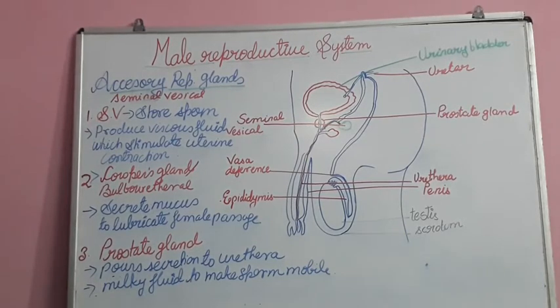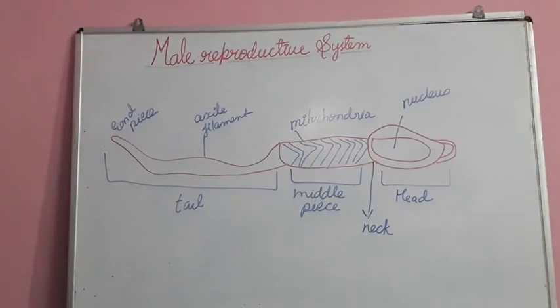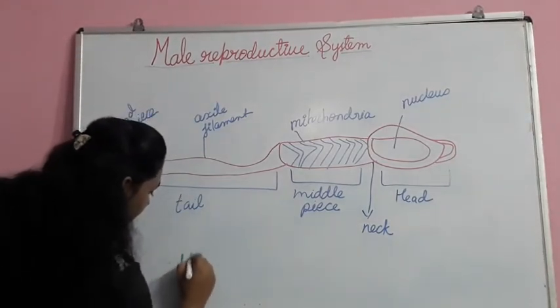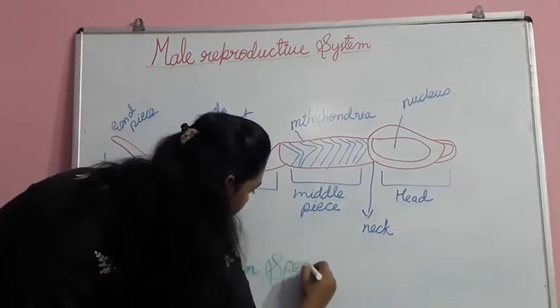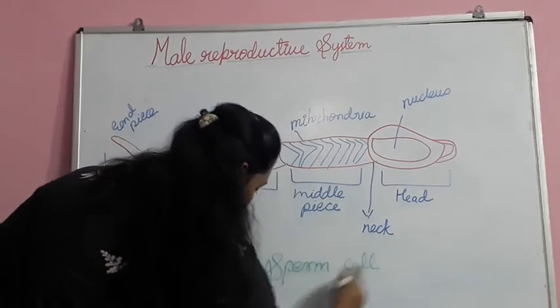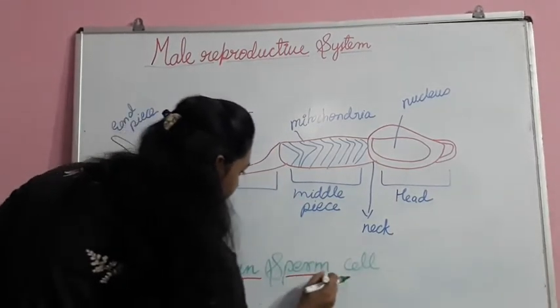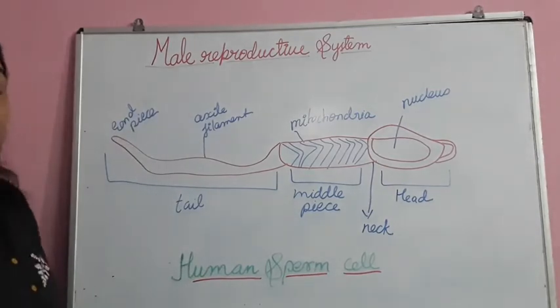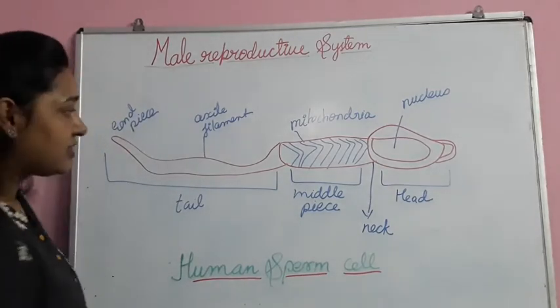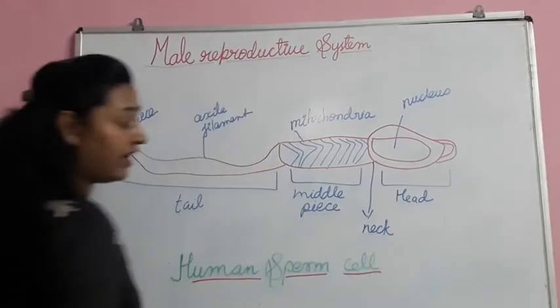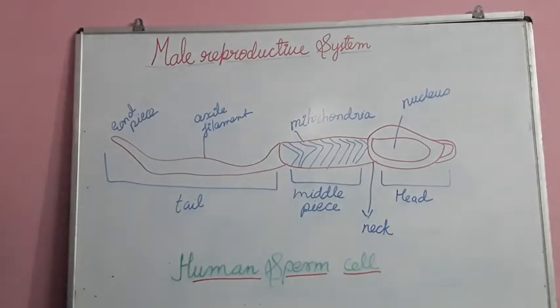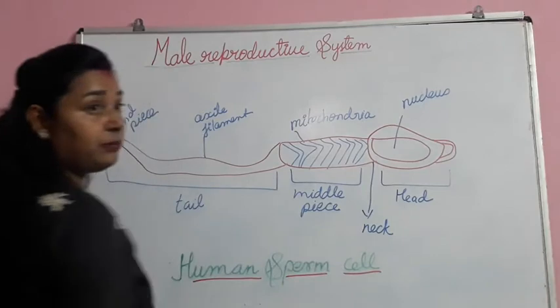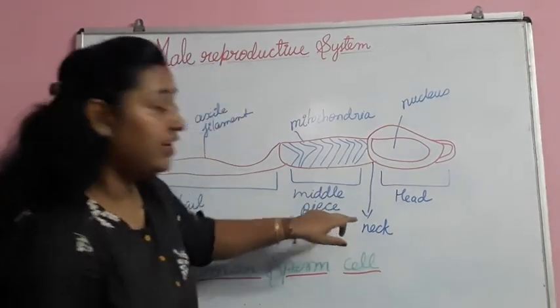Now let's see the structure of the sperm cell. So this is the structure of the human sperm cell. Now let us see how it is. A human sperm cell is divided into three parts. This region which you can see is the head, this one is the middle piece, and this one is the tail. In between the head and middle piece you can see this is the neck region.